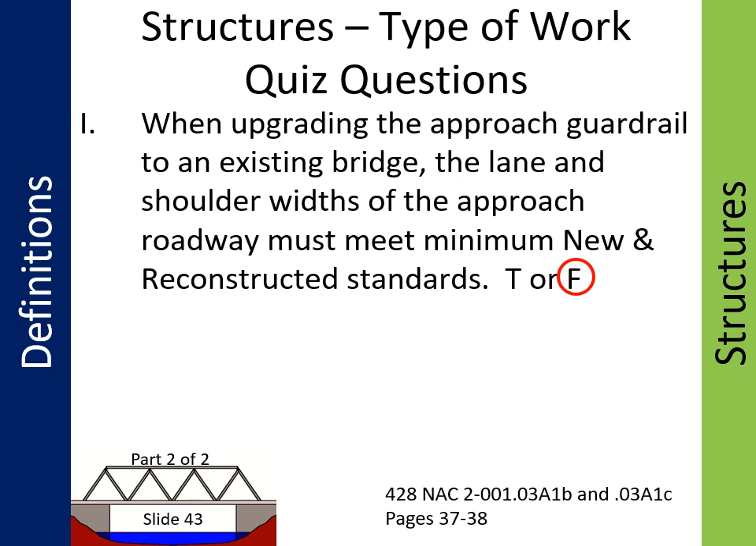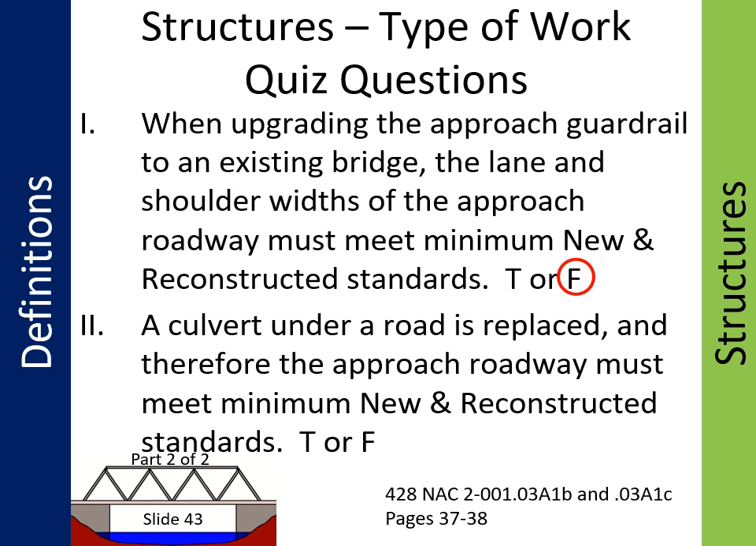Question 2. A culvert under a road is replaced, and therefore the approach roadway must meet minimum new and reconstructed standards. True or false? The answer is true. Culvert replacement is a new and reconstructed type of work. See page 37 of the standards. Therefore, the approach lane width and shoulder width must meet minimum new and reconstructed standards.